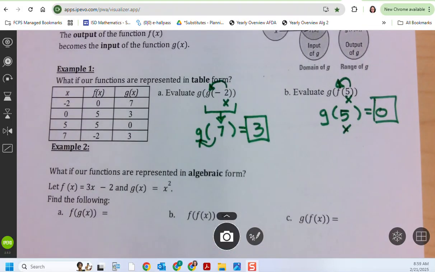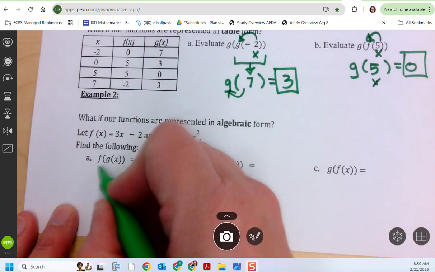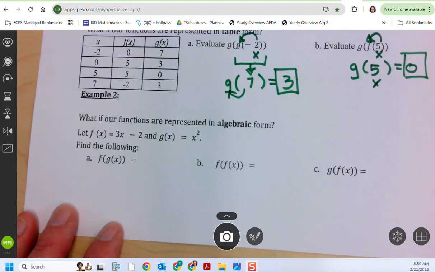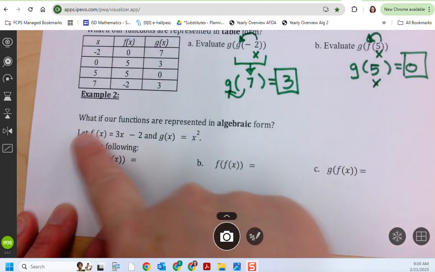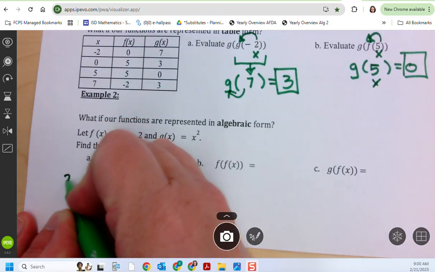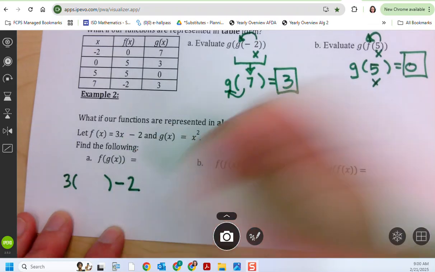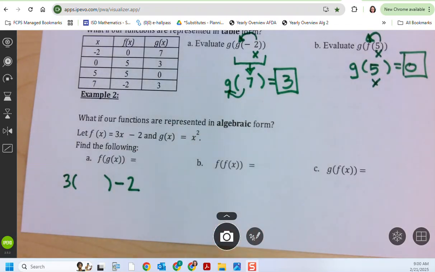Then after that we're going to take a short brain break because I need you guys to really process this. All right, f of g of x. We're putting function g into function f. f is our outside function, so that's what we're going to start with. And we're going to replace the x with a set of parentheses. So 3, replace the x with parentheses, minus 2. That's your outside function f.